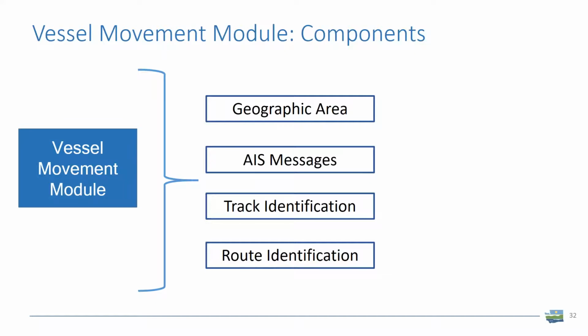So what we've just gone over, the AIS data, the tracks and the routes, represents the basic foundation of the vessel movement module. These are the core concepts that we need to have under our belts in order to move forward. So thanks for sticking with it through the explanation.